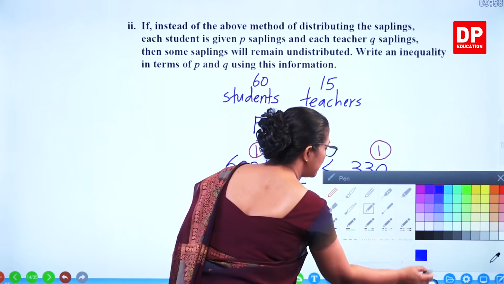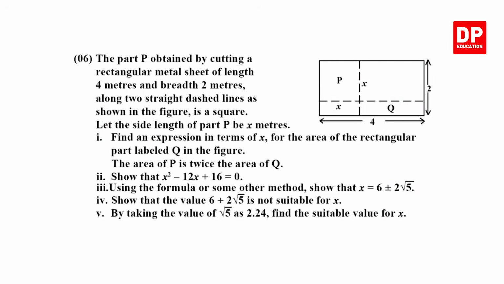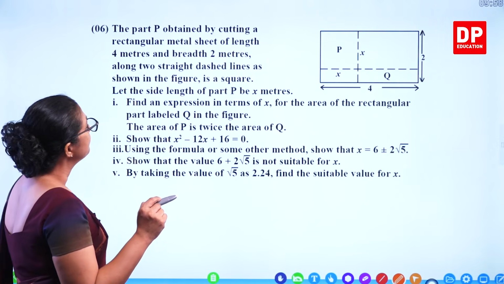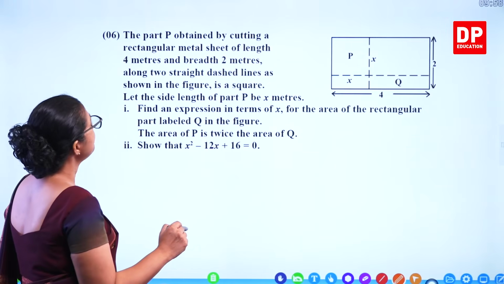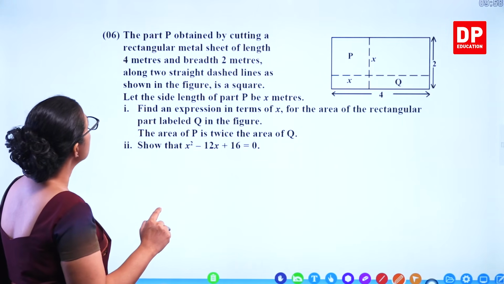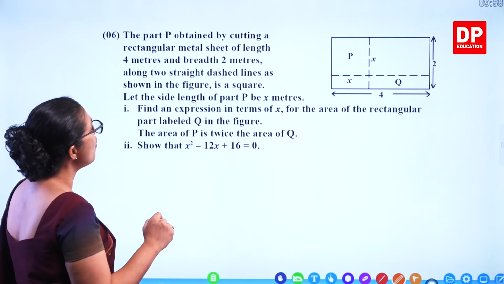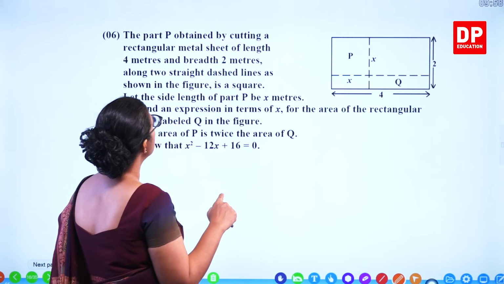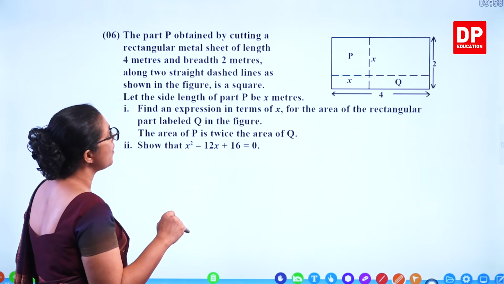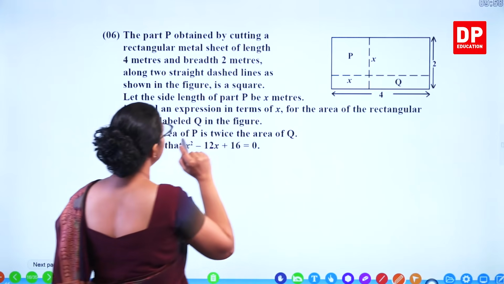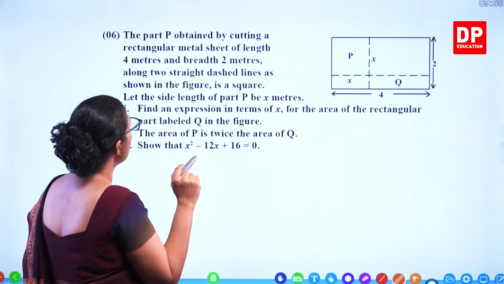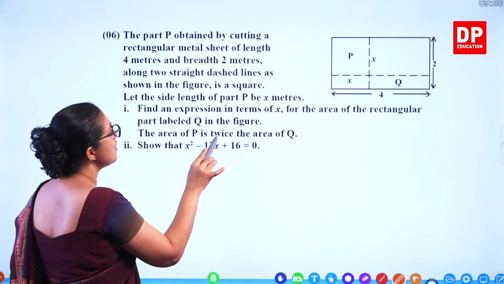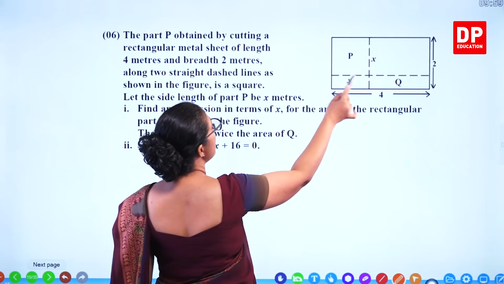Now we'll take the next question. Question number 6. You get 5 parts. We'll do it step by step. The part P obtained by cutting a rectangular metal sheet of length 4 meters and breadth 2 meters along 2 straight dashed lines as shown in the figure is a square. So P is a square. Find an expression in terms of x for the area of the rectangular part labeled Q in the figure. So here it says the side length of the square is x.